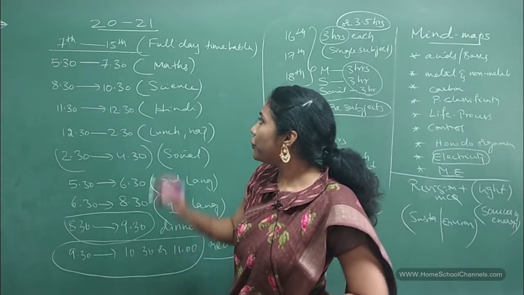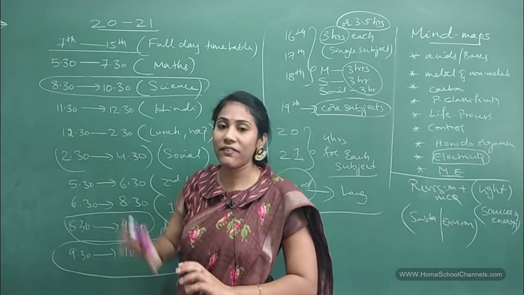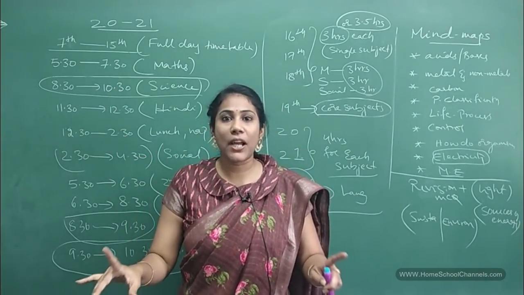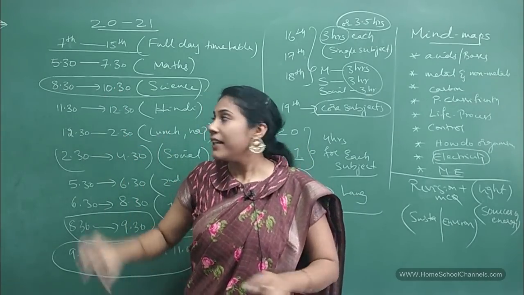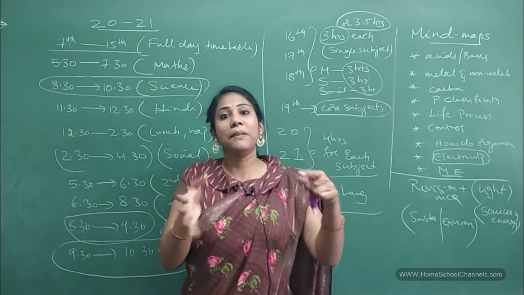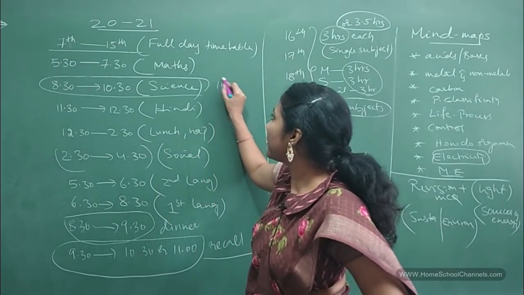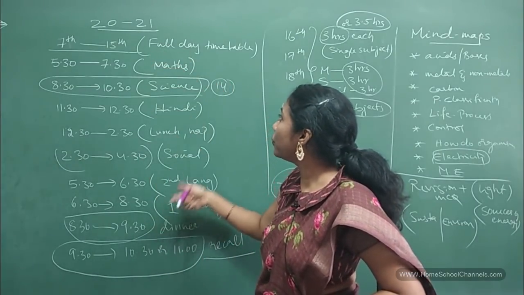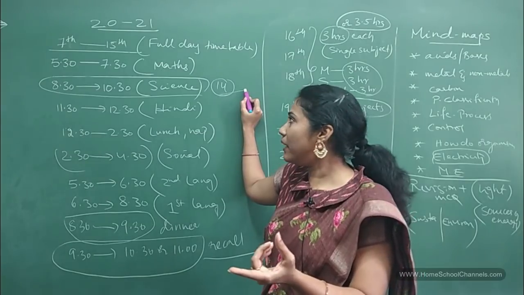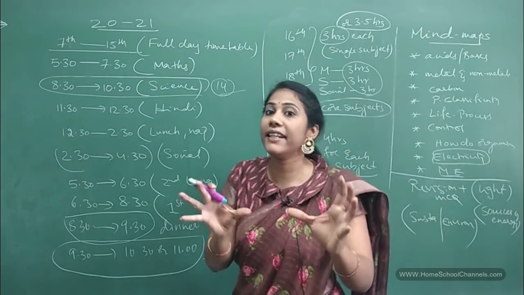For example, if you take science, every day I gave 8:30 to 10:30, 2 hours. Within 2 hours you can complete at least one big chapter. If it is a big chapter, keep that for one day. If it is a small chapter, you can finish 2 chapters within a day. You have around 14 chapters, and I gave you 9 days. Big chapter, take one day. If it is a small chapter, then you can finish 2 chapters within a day, right?